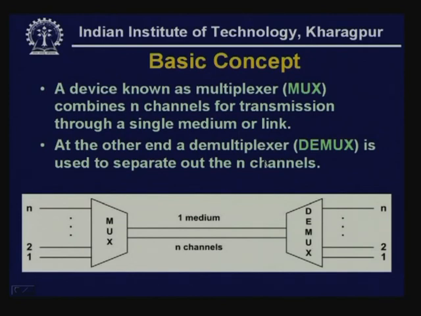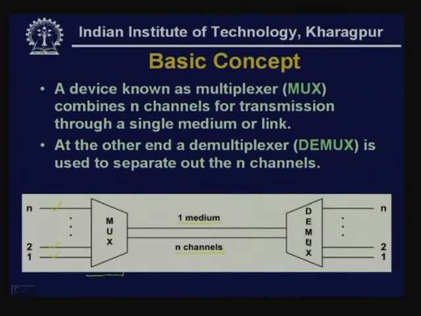Now, let us look at the basic concept of multiplexing. Here we use a device known as a multiplexer. This multiplexer is combining the signals coming from n channels. As you can see, this is channel 1, this is channel 2, and this is channel n. So, signals are coming from n channels, and they are combined with the help of a multiplexer. Then the multiplexer sends the combined or composite signal through a single medium. So, you have only one medium, and the signals of n channels are being sent through it.